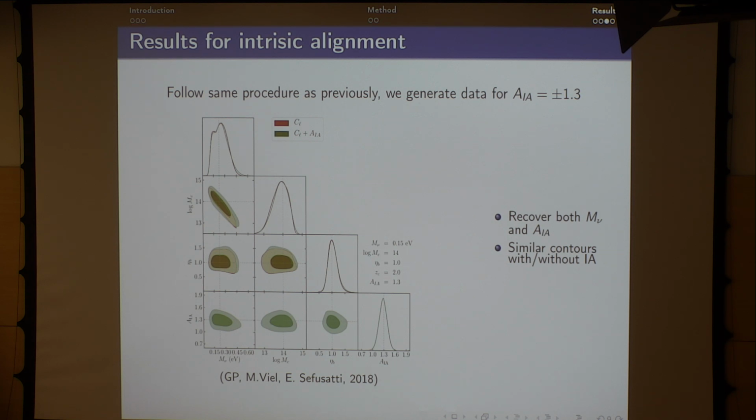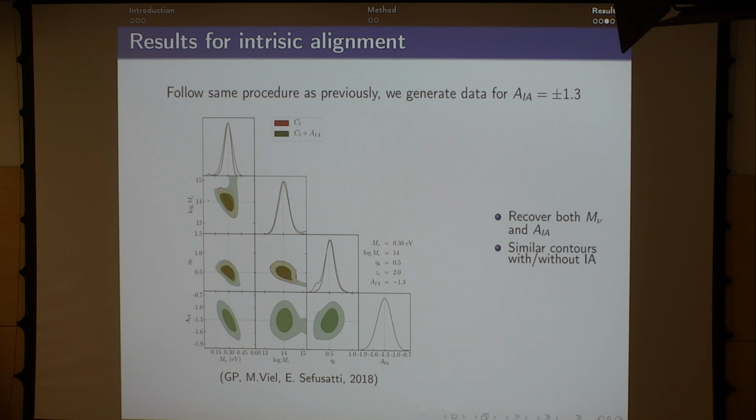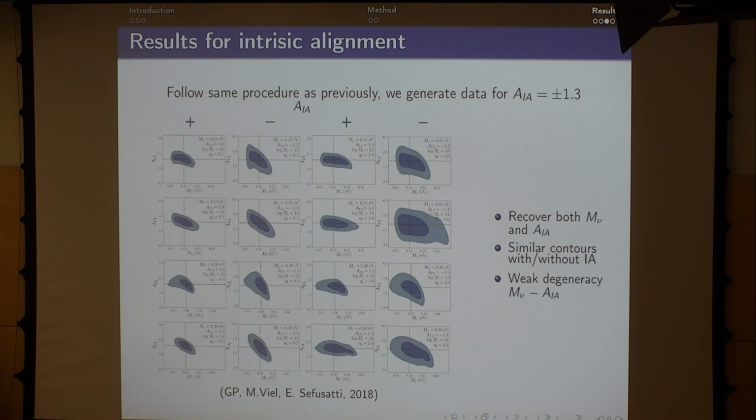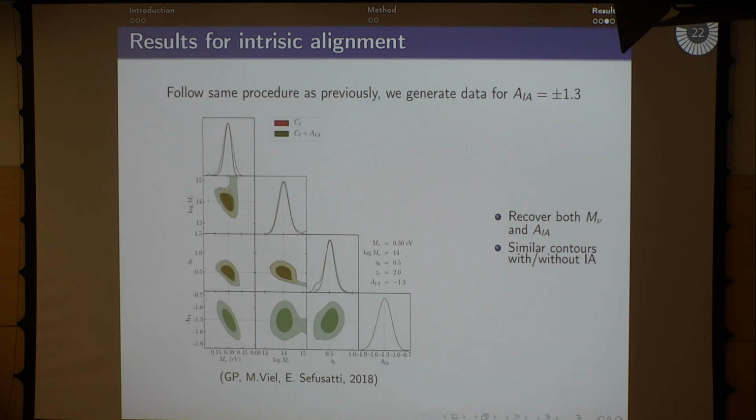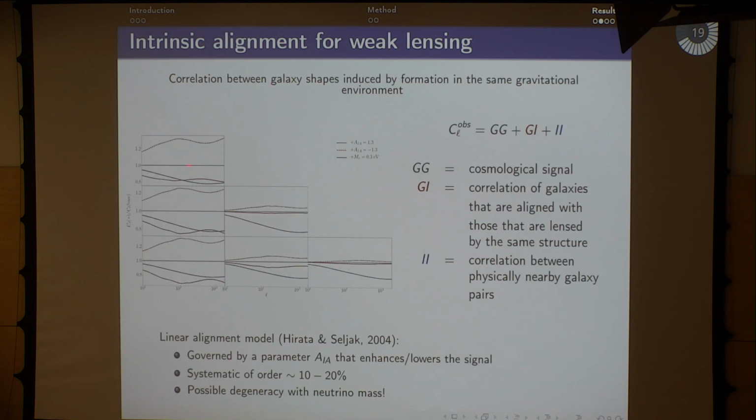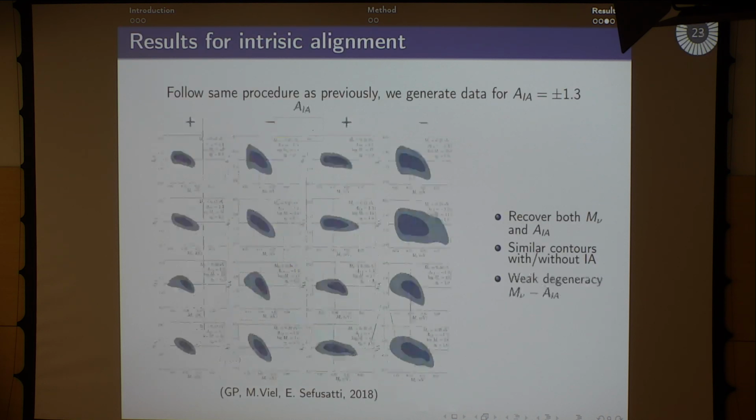But the most important plot of these, this is another example, but the most important plot is this. So basically, we wanted to check whether neutrino mass is degenerate with the intrinsic alignment parameter. That could be a problem actually. And we see that indeed there is a weak degeneracy only in this line when the intrinsic alignment is negative, which is pretty curious because when the intrinsic alignment parameter is negative, you get an enhancement of the signal, while when increasing the neutrino mass, you obtain a suppression of the signal. That's pretty strange, but that's a nice result, I guess.